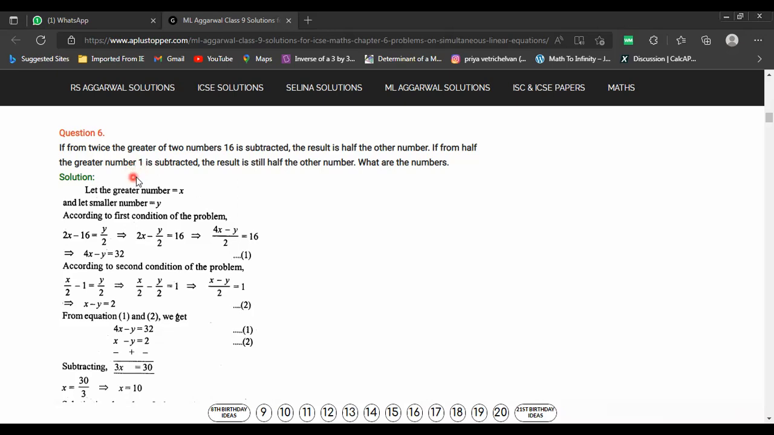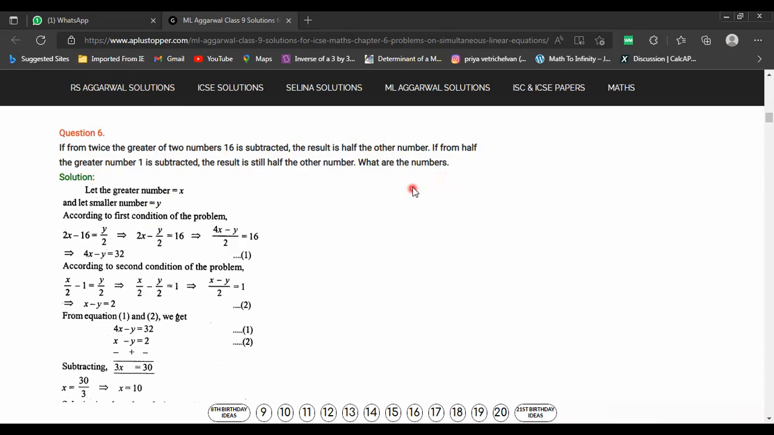Aaron, could you please read question number 6? If from twice the greater of two numbers 16 is subtracted, the result is half the other number. If from half the greater number 1 is subtracted, the result is still half the other number. What are the numbers?